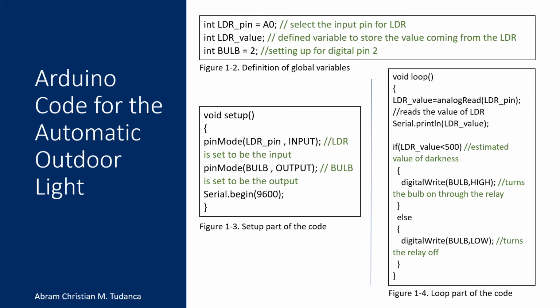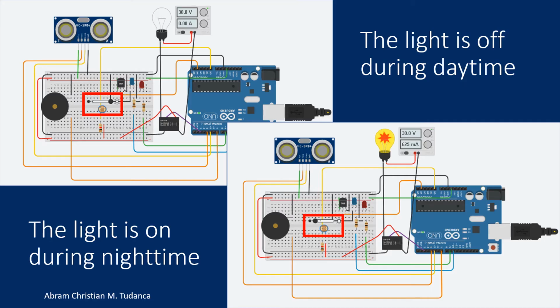With the use of the serial monitor, the team was able to estimate the value of 500 to be set as the numerical equivalent of darkness. In figure 1-4, the if-else statement was constructed to determine if the input was numerically dark enough to turn on the light bulb through the relay. The discussed implementation process ensures that the outdoor light will automatically be turned on during nighttime and off during daytime.